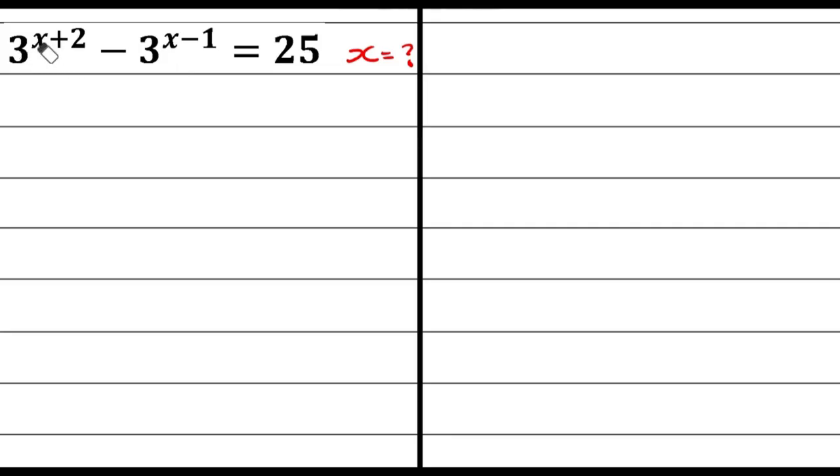3 raised to the power of x plus 2 minus 3 raised to the power of x minus 1 equals 25. And the value of x is going to be what? And don't forget, at the end of the day, whatever value we get for x, we're going to plug it back into the position of x and see if the left hand side is equal to the right hand side.